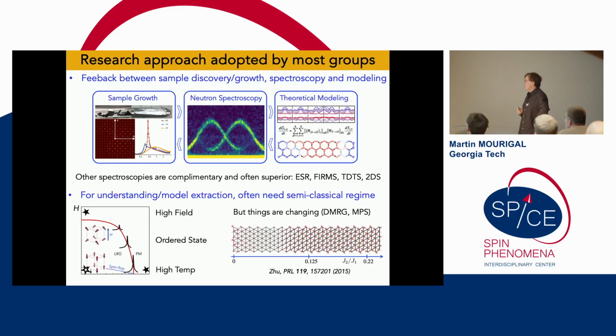Okay, and so another point is that it's often useful to extract models to understand what materials do, and often a semi-classical regime is something you can use to do that. And so here I give you a simple phase diagram, a kind of aspirational phase diagram of a magnet, where you can control the temperature, you can control the magnetic field, and there are several regimes in which you can obtain a semi-classical state. So that would be, for instance, at high field where you saturate the spins. That would be at high temperature where you have a Curie-Weiss regime, but you can extend it to finite momentum.